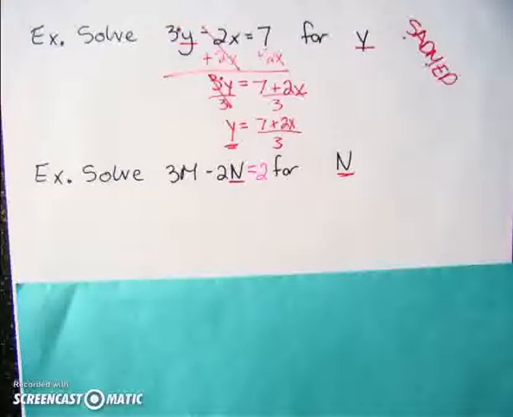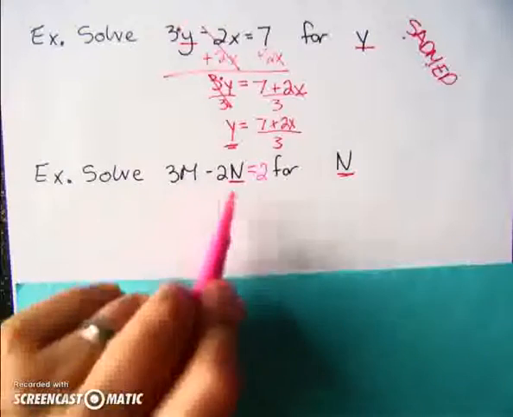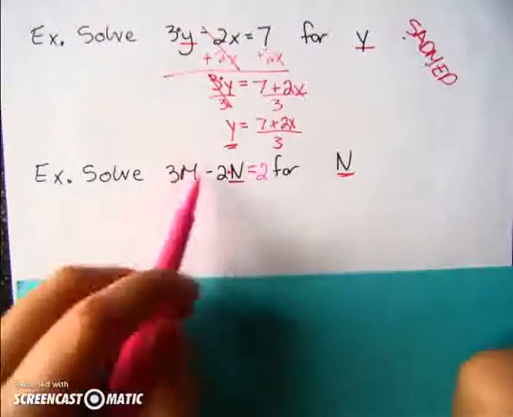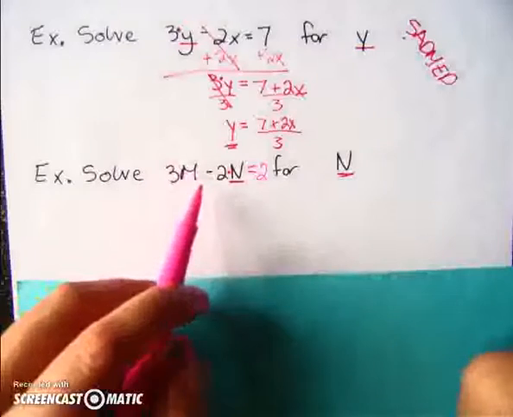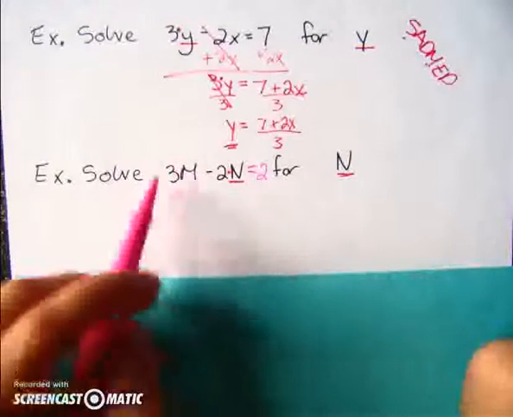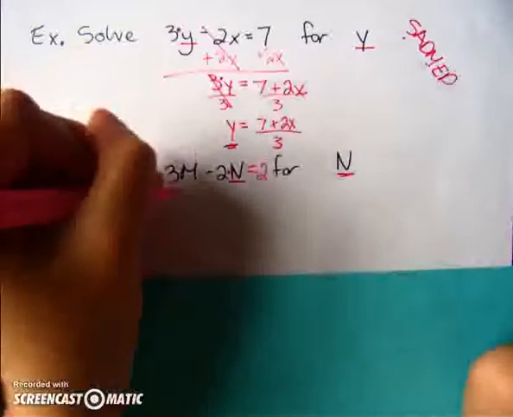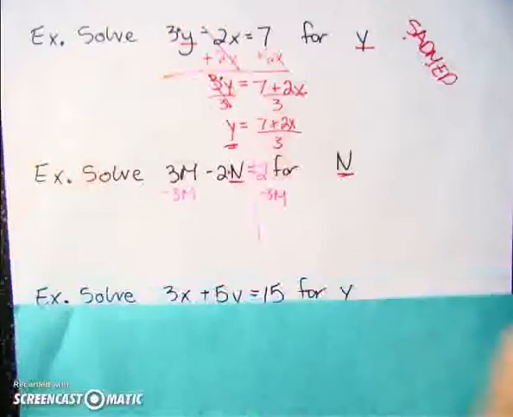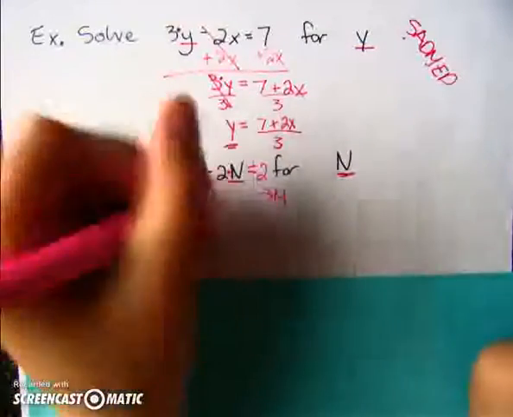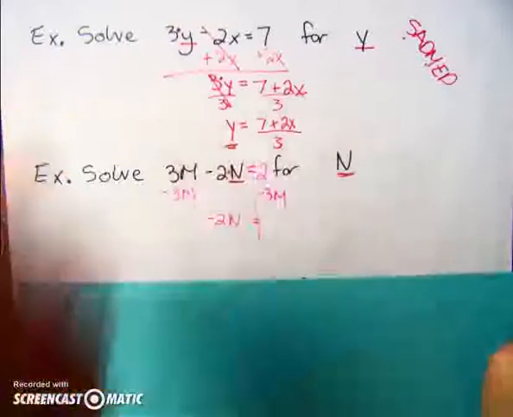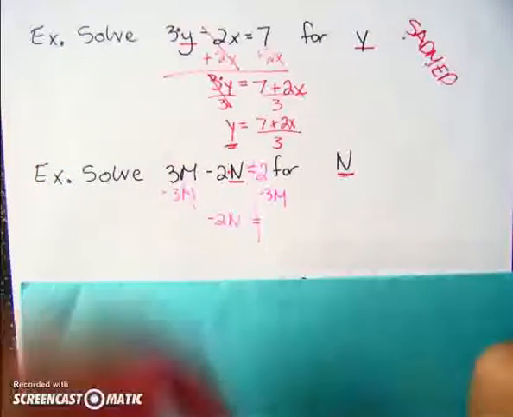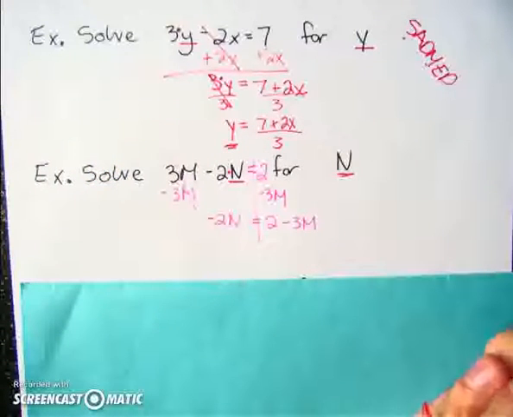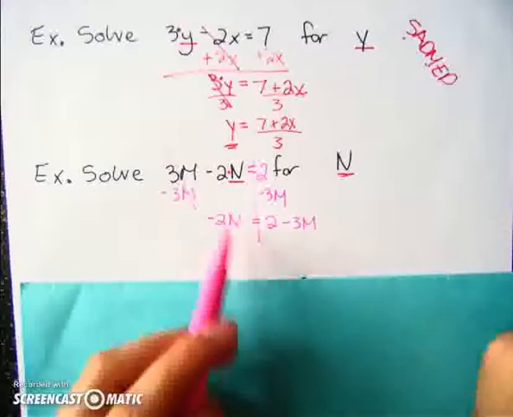So what I'm going to do is I'm going to get rid of the 3m and the 2n. The 2 is multiplying the n, and the 3m is subtracting. Okay, so that means I'm going to undo this 3m first. How do I undo 3m? I subtract 3m. If I do it to one side, I have to do it to the other. Okay, these will cancel and leave me with just negative 2n. Can't drop that negative. And then 2 and 3m are not like terms, so I just have to write 2 minus 3m.